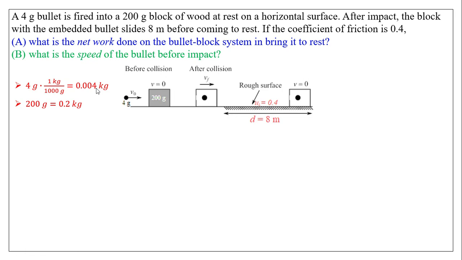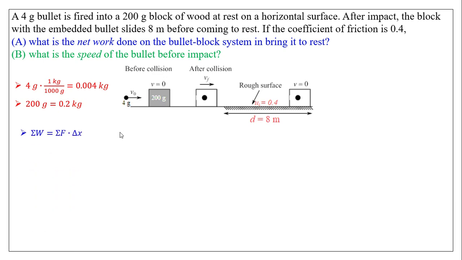So make sure to scope out units and stuff like that before you start attacking these values, okay? All right, so I'm just gonna go ahead and convert 200 grams using the same strategy, and that should give you 0.2 kilograms. All right, now that I have the proper units for the bullet and the block, let's go and crack out part A.